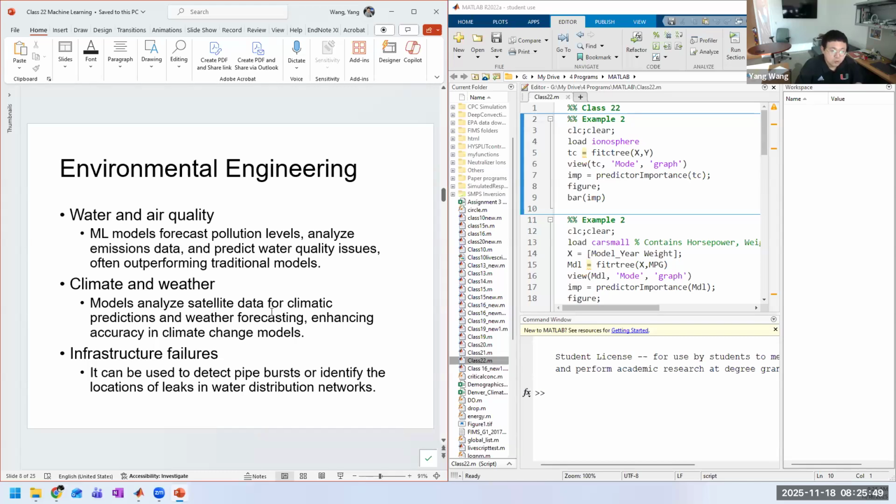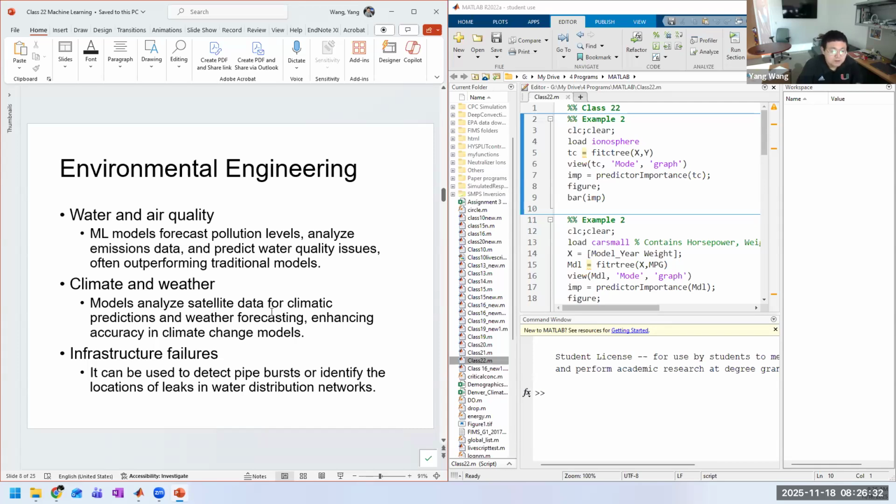For example, water and air quality, right? You can use machine learning models to forecast pollution levels, analyze emission data, and predict water quality issues, and these models also outperform traditional models. Then climate and weather: we talked about the hurricane, right? If you can accurately predict the path of a hurricane, you can also predict the challenge it creates for water management facilities and water resources engineering devices. So then it's related to environmental engineering. Basically the models can analyze satellite data for climate predictions and weather forecasting, enhancing the accuracy of climate change models.